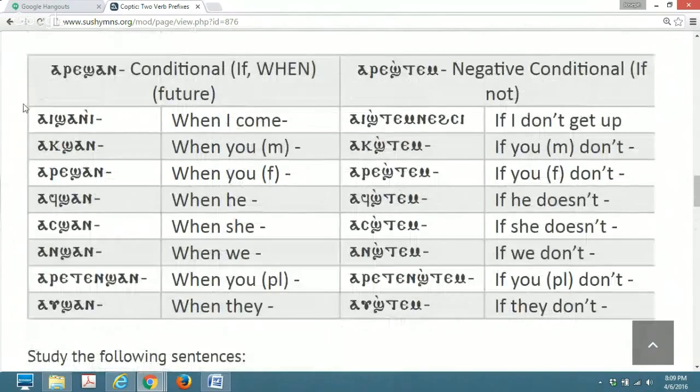So you see the affirmative of the conditional a lot. The negative, you'll see it occasionally, not too often, but you'll see it. So it's good to be aware of it.